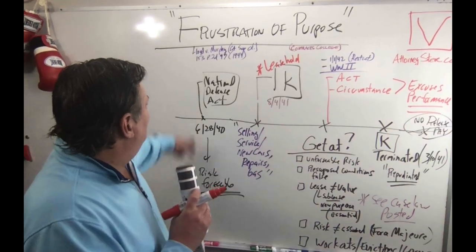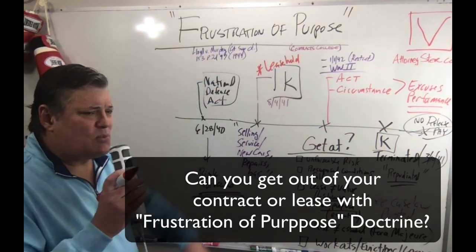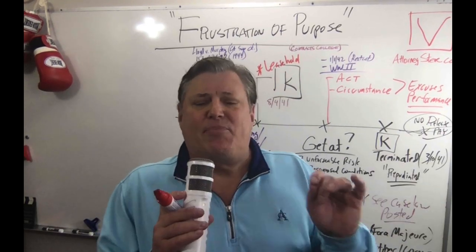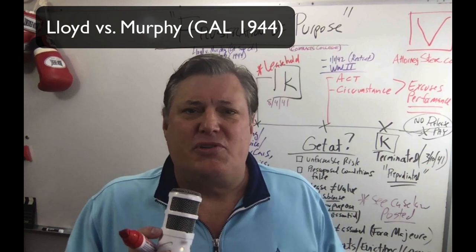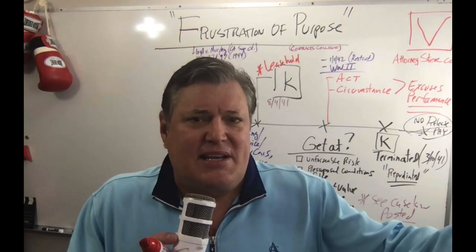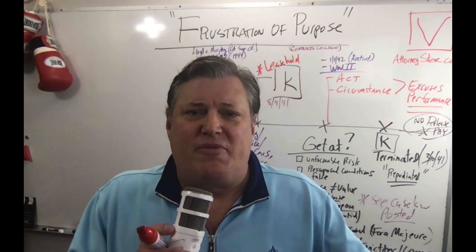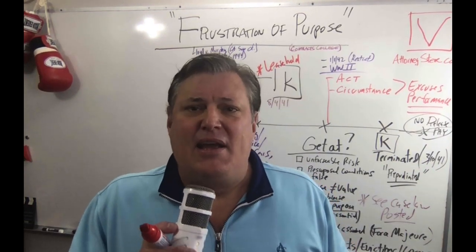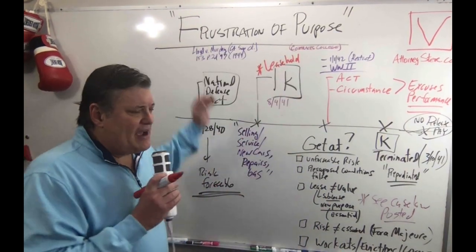This is the case of Lloyd versus Murphy. It is a case that worked its way up to the California Supreme Court in 1944. This was back in World War II, unprecedented times back then, just like unprecedented times right now with this coronavirus, COVID-19. It's called all kinds of things. So here we have a case.